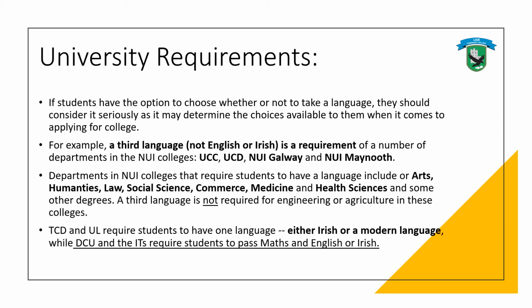Departments in NUI colleges that require students to have a language include arts, humanities, law, social science, commerce, medicine and health science, and some other degrees. A third language is not required, however, for engineering or agriculture. In TCD and UL, they require students to have one language, either Irish or a modern language, while DCU and ITs require students to pass maths and English or Irish. This is very important for students to realise.